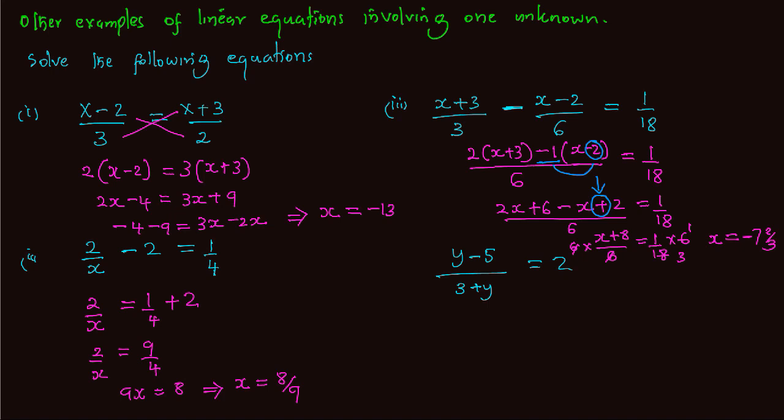In the last example, we multiply both sides by the denominator of the fraction. So that this becomes y minus 5 over 3 plus y is equal to 2 into 3 plus y. 3 plus y cancels out and we remain with y minus 5 is equal to 6 plus 2y. Collect the like terms. We'll have y is equal to negative 11.